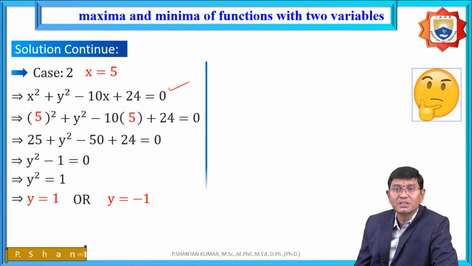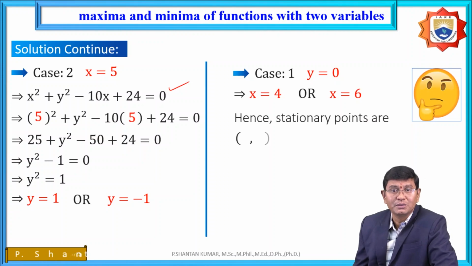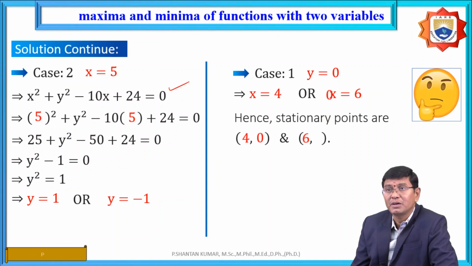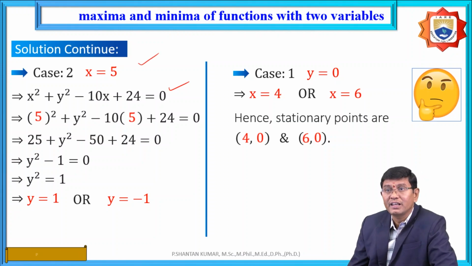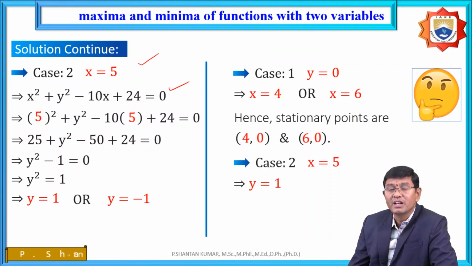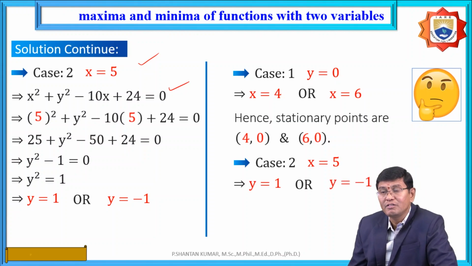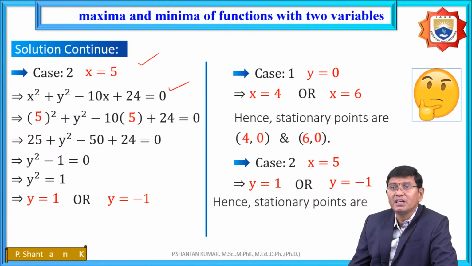And while we are observing here, along case 1, the stationary points are 4 comma 0 and again 6 comma 0. And similarly, here these are 4 comma 0 and 6 comma 0. And case 2 is clearly showing that x is equal to 5 and y is equal to 1 or minus 1. Along this one, the stationary points we obtain are clearly 5 comma 1 and 5 comma minus 1. These are clearly the two other stationary points.